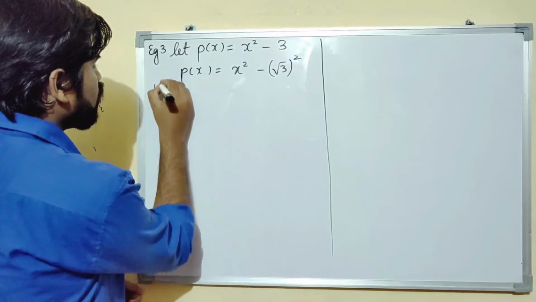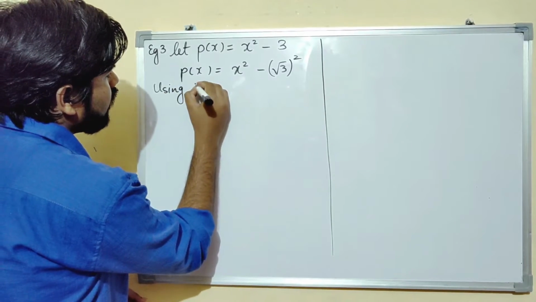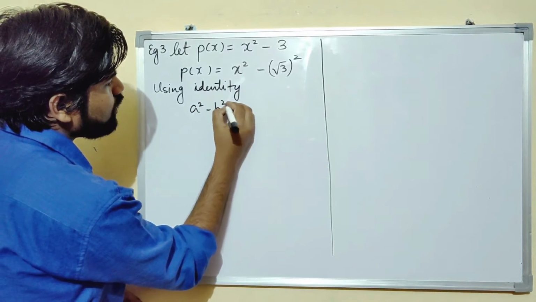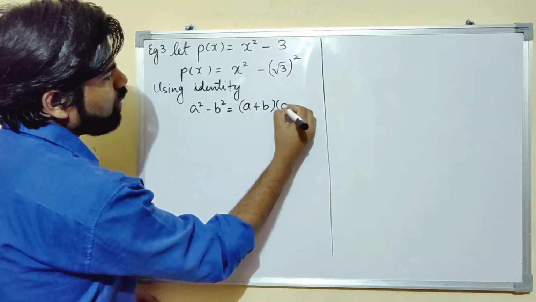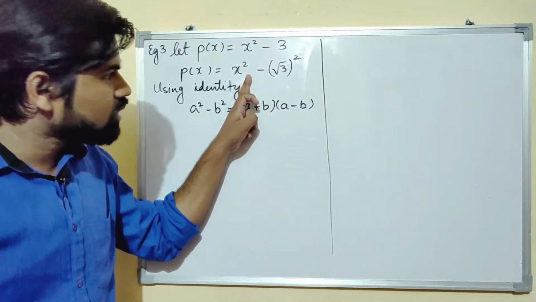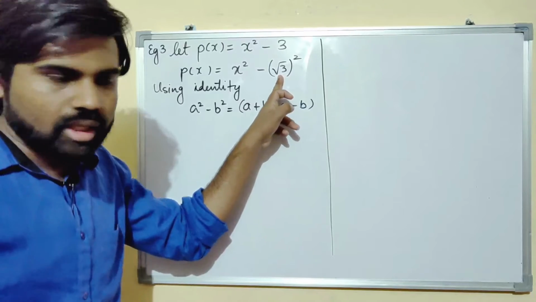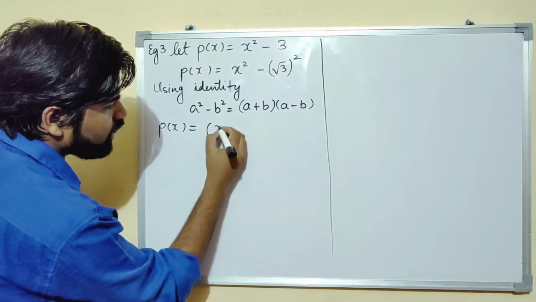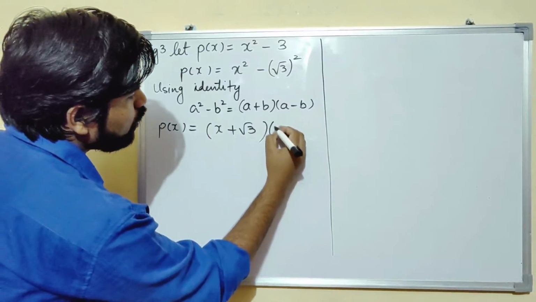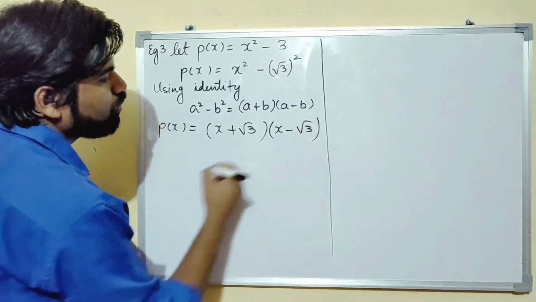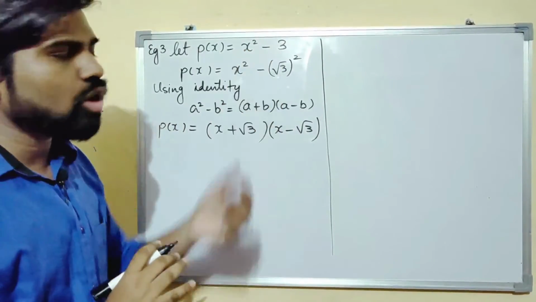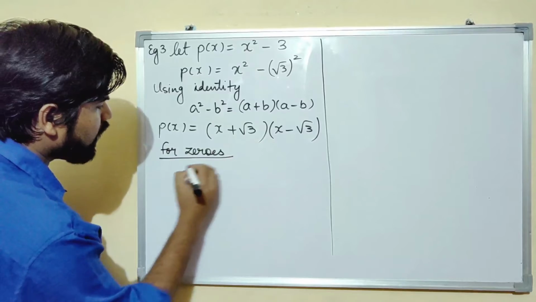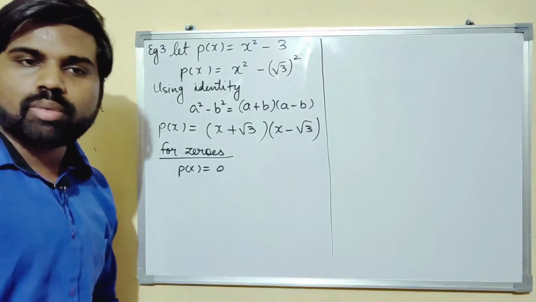Now we can use the identity a square minus b square, which equals a plus b times a minus b, right? Here the value of a is x and the value of b is root 3. Now let us substitute this. We can factorize p(x) equals a plus b, so x plus root 3. In the next bracket you can write x minus root 3. Now we have factorized the polynomial. Now for zeros you will write the heading: for zeros, p(x) should be equal to 0.